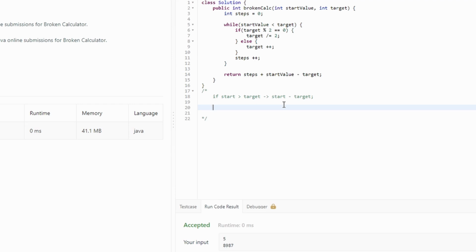So coming from target to start, if target is even, we just decrease the target. I mean, we divide the target by 2. But if the target is odd, at that point we have to increase the target to make it even, and then continue with the division steps. So that will help us reach the start value the most optimal way, and that's how this problem is solved.